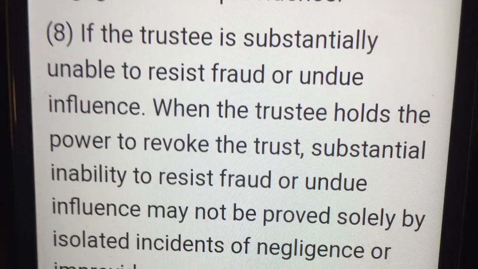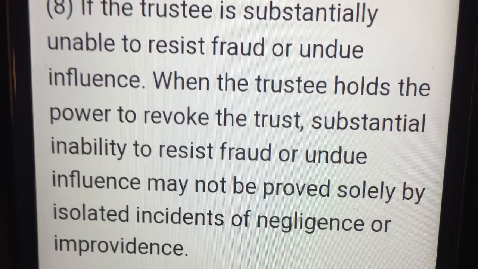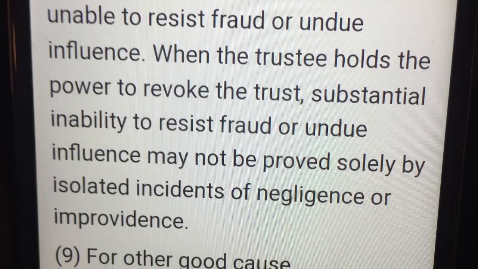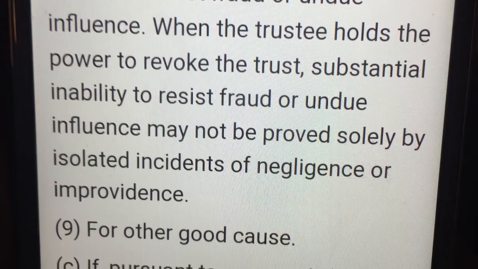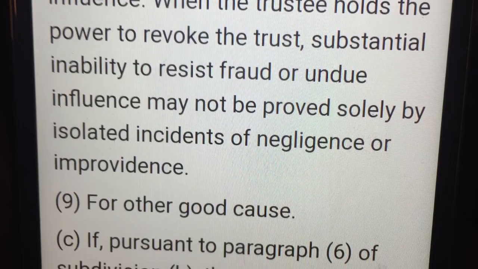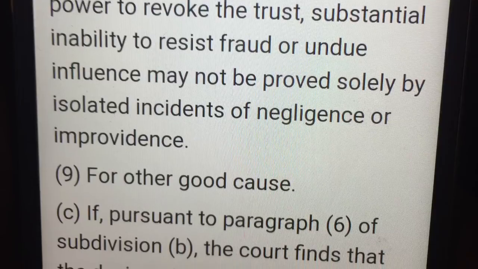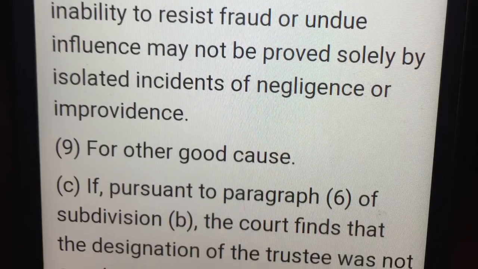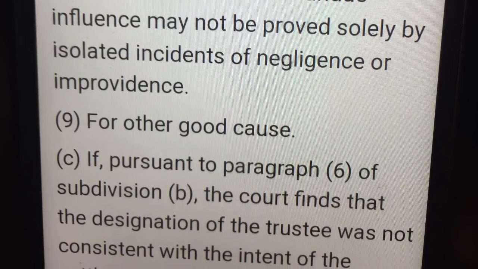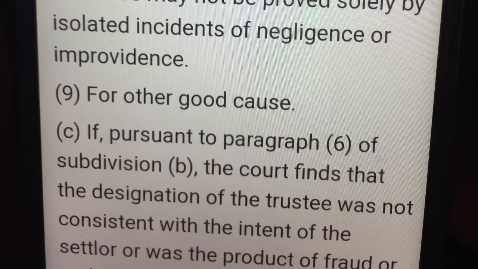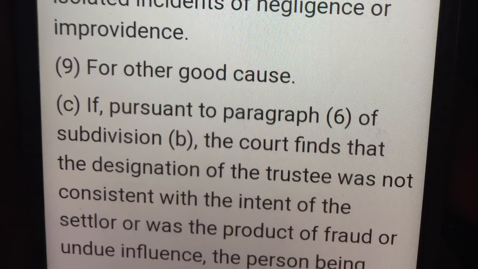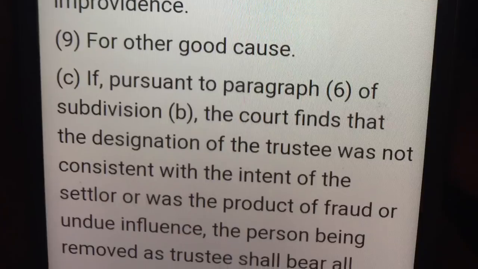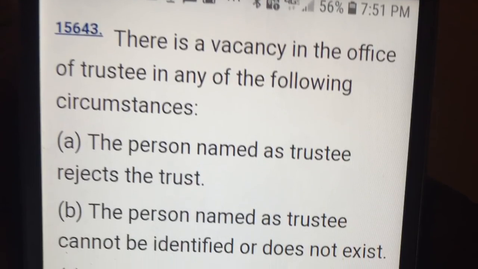If the trustee is substantially unable to resist fraud or undue influence, when the trustee holds the power to revoke the trust, substantial inability to resist fraud or undue influence may not be proved solely by isolated incidents, but the fact that you don't even know your trustee shows that you are unfit for the role of trustee and therefore can refuse the office of trustee. Because all courts, it's trust law, they must follow this.